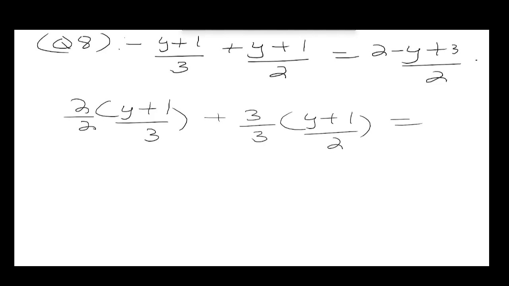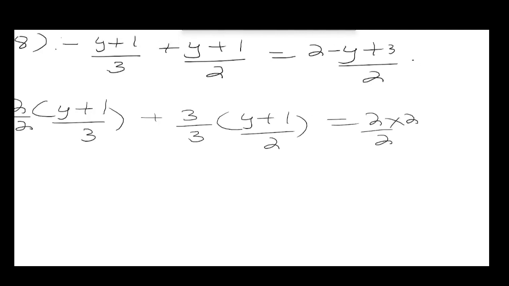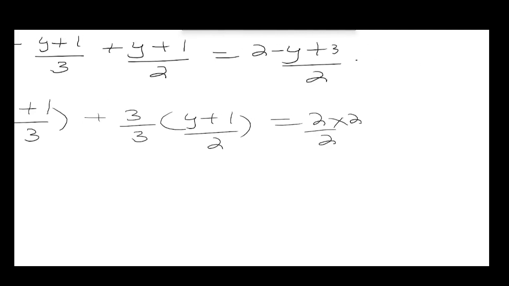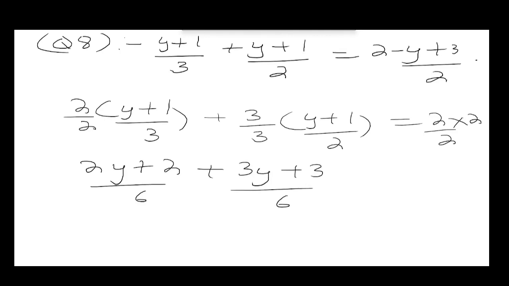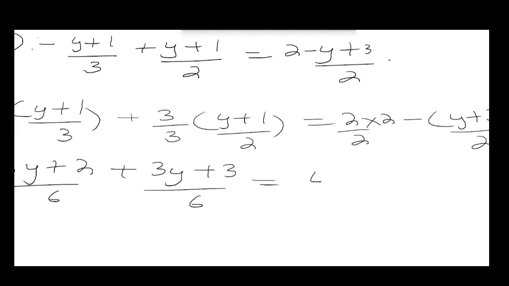or we can simplify this. So we can write 2 by 2 being multiplied with 2, and then we are going to use the bracket. So I can just write minus and then bracket (y plus 3) over 2. Okay, so after writing that, this will be (2y plus 2) over 6, and this will be (3y plus 3) over 6. This will be equal to 4 by 2 subtracted from (y minus 3) over 2.